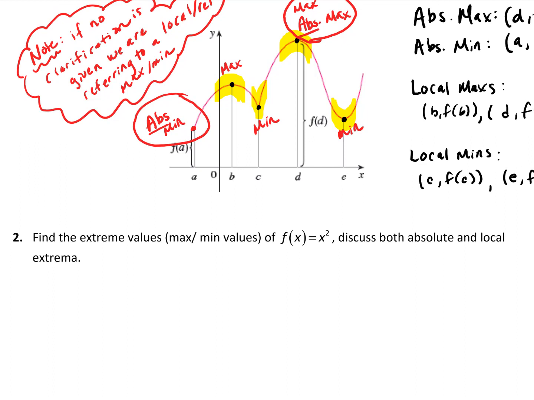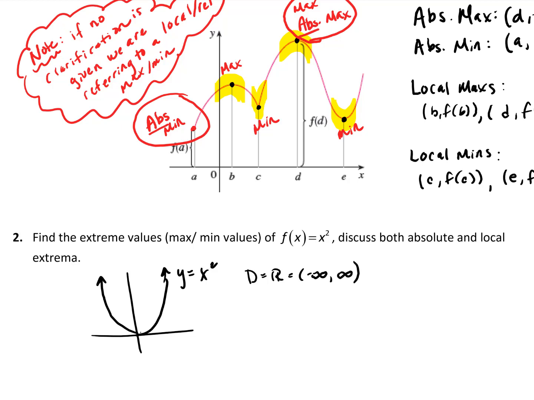I want to talk about a few graphs that we know. So let's look at x squared. What would be the extreme values, the max or min values of x squared? Well, I'm just going to do a real rudimentary graph right here. x squared is the graph of this parabola. So here's y equals x squared. And its domain, by the way, is all reals, or from negative infinity to infinity. I didn't restrict the domain. I just said discuss x squared.